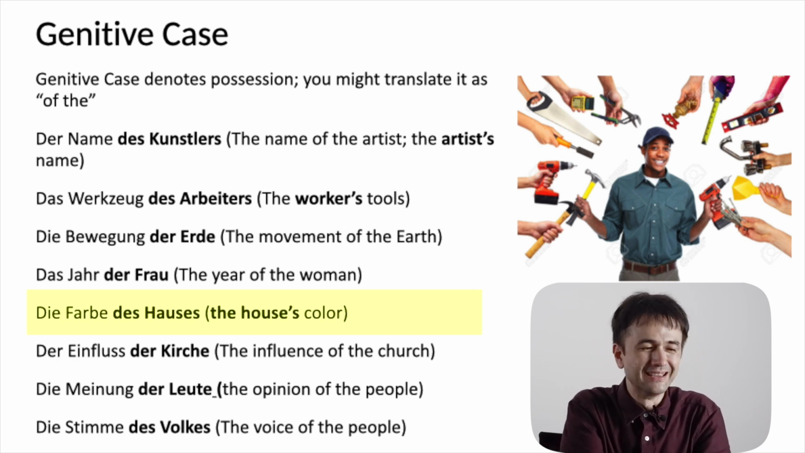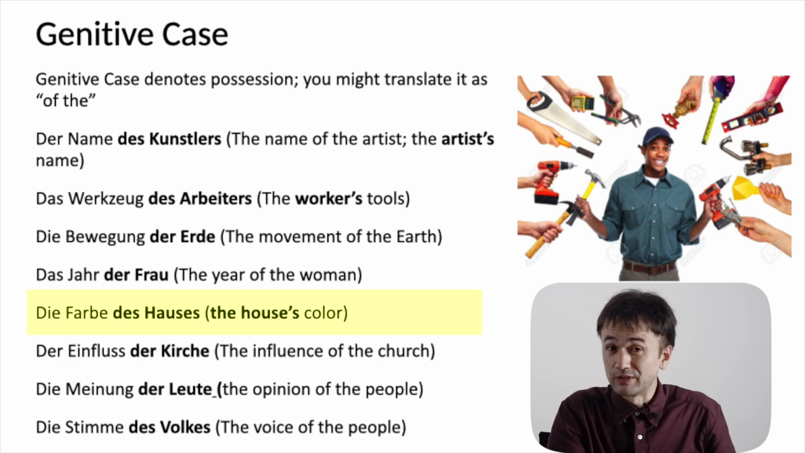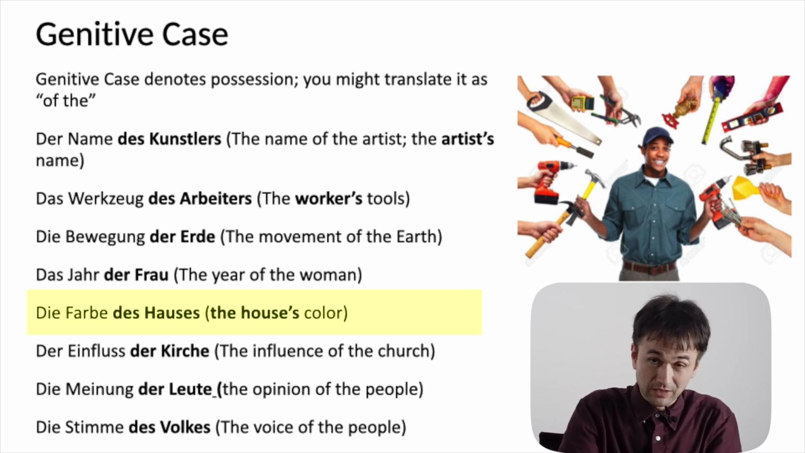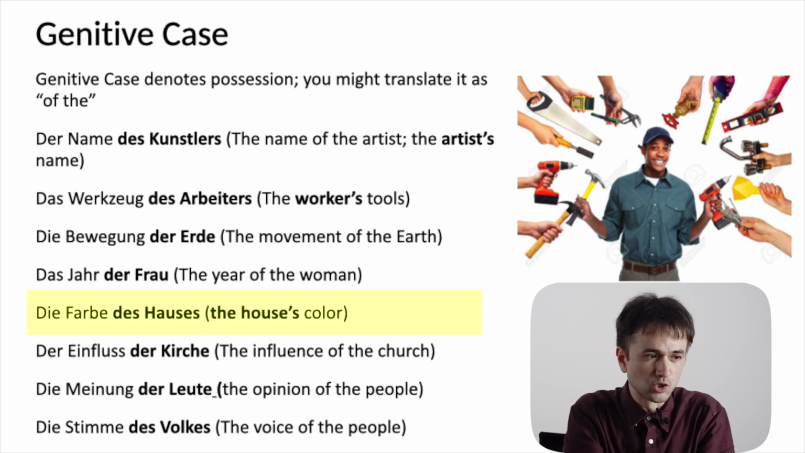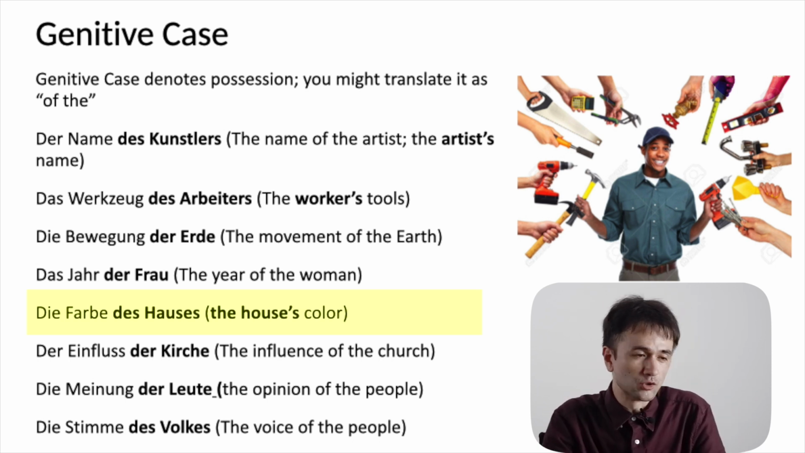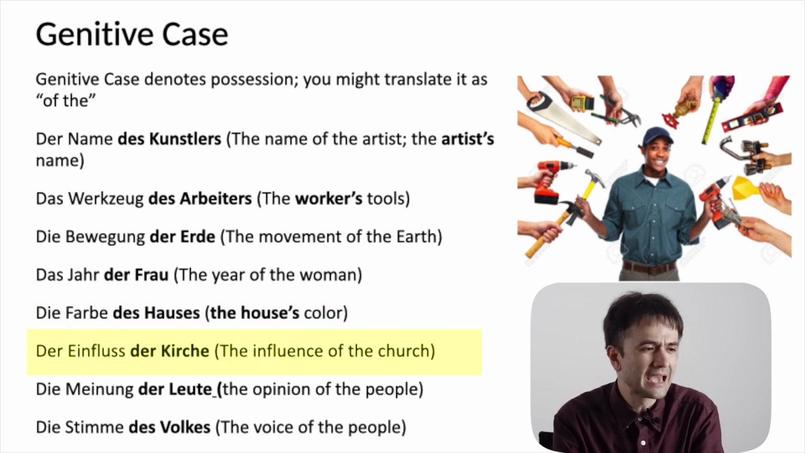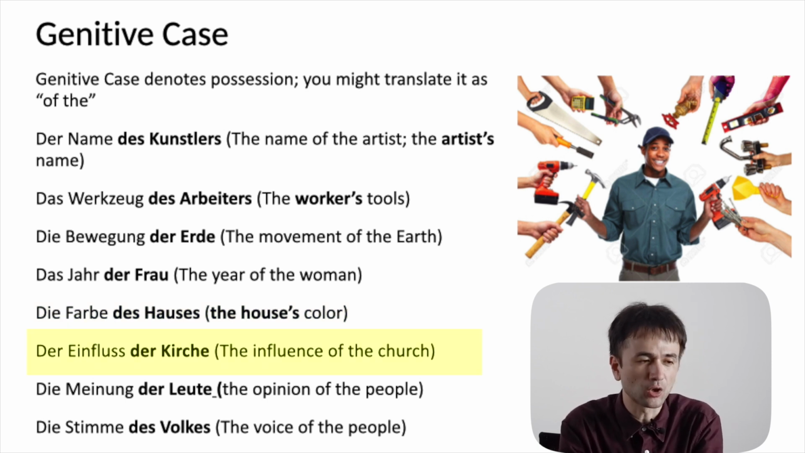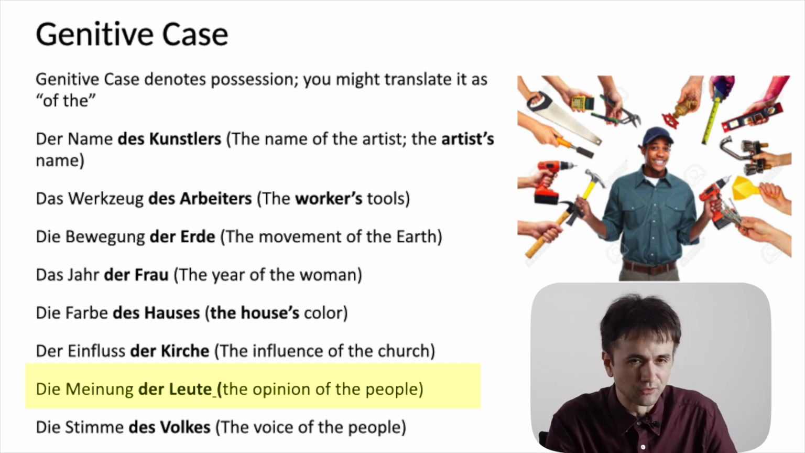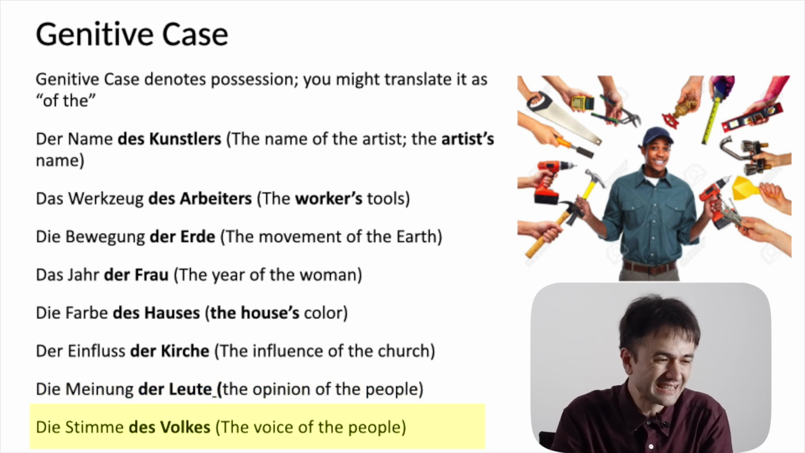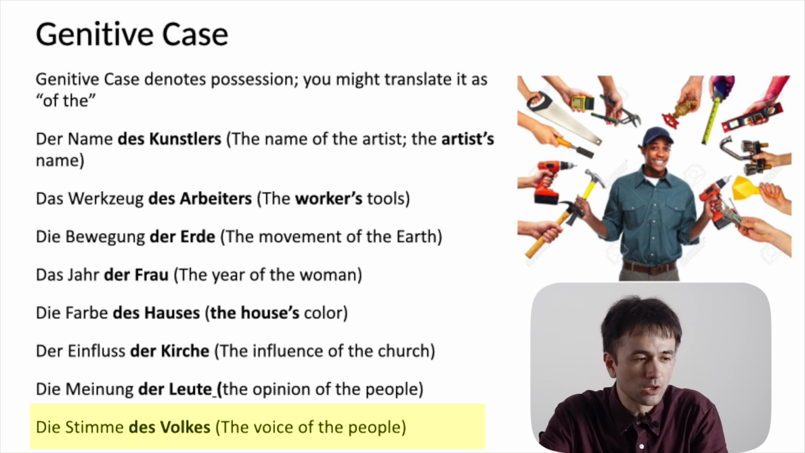The reason for that is that Haus is neuter gender, therefore it becomes des Hauses, while because Frau is feminine, it remains just der Frau without an ending to the noun itself. Similarly, der Einfluss der Kirche is the influence of the church. Die Meinung der Leute is the opinion of the people. Die Stimme des Volkes is the voice of the people.